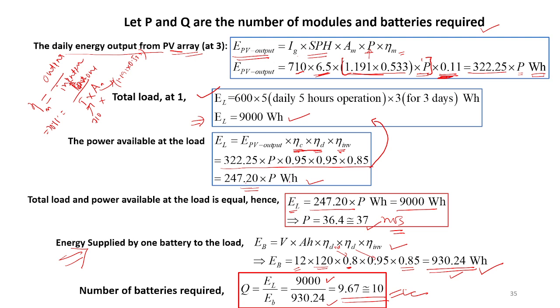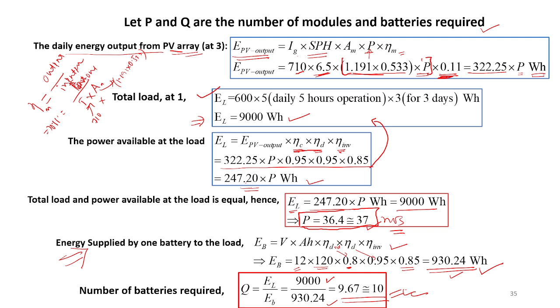We will equate these two equations, and then you can calculate the number of PV modules that is required. Note that if you get a decimal, you can take the next higher value to whatever you are getting as your answer. So 37 modules are required for this particular load requirement at this particular location.